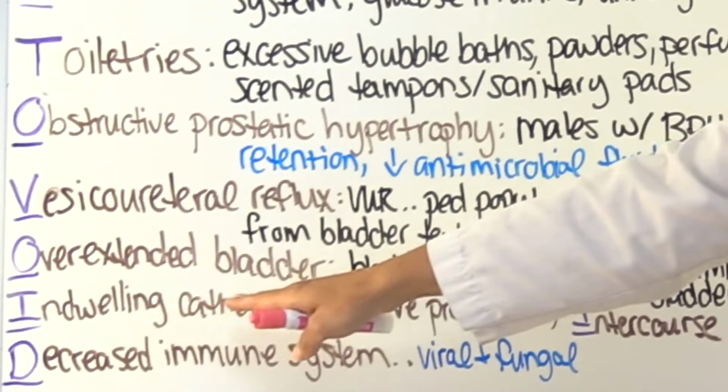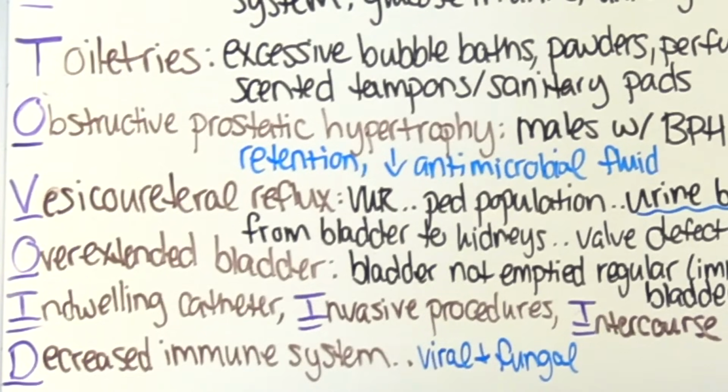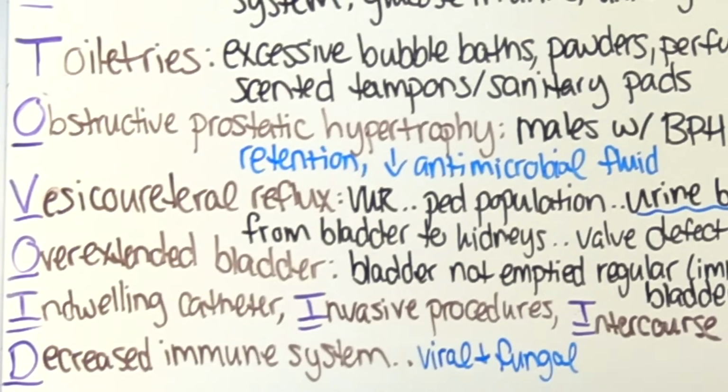Next, I, and we have several of those. The first I is indwelling catheter, like a Foley catheter, and if you've ever worked in a hospital for any time, you're always hearing, get that Foley catheter out, because that is just an entrance way for bacteria to get in and cause a urinary tract infection. So we want to remove those Foleys as soon as possible. The other I, invasive procedures, intercourse, sexual intercourse, and especially if spermicides are used. Women are definitely at risk for this just because of that short urethra, so voiding after sex is very important.